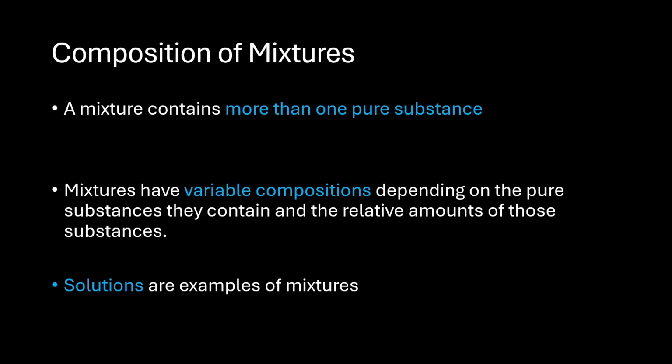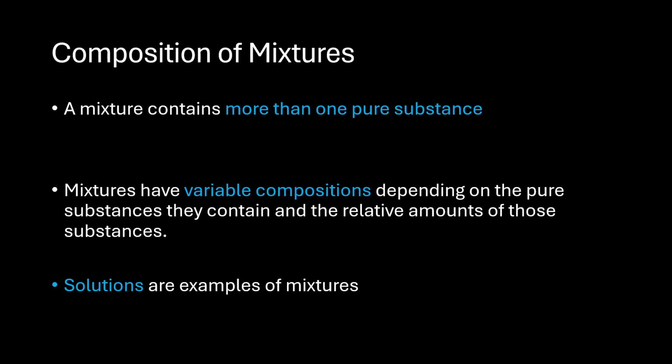So let's talk about what the composition of a mixture is, like what are we talking about, and mainly it boils down to ratios. A mixture is going to be something that contains more than one pure substance, and what we're looking for is the ratios of those pure substances. Mixtures are going to have variable compositions depending on the pure substances that they contain and the relative amounts of those substances. So again, ratios. And solutions are going to be the most common example of mixtures.